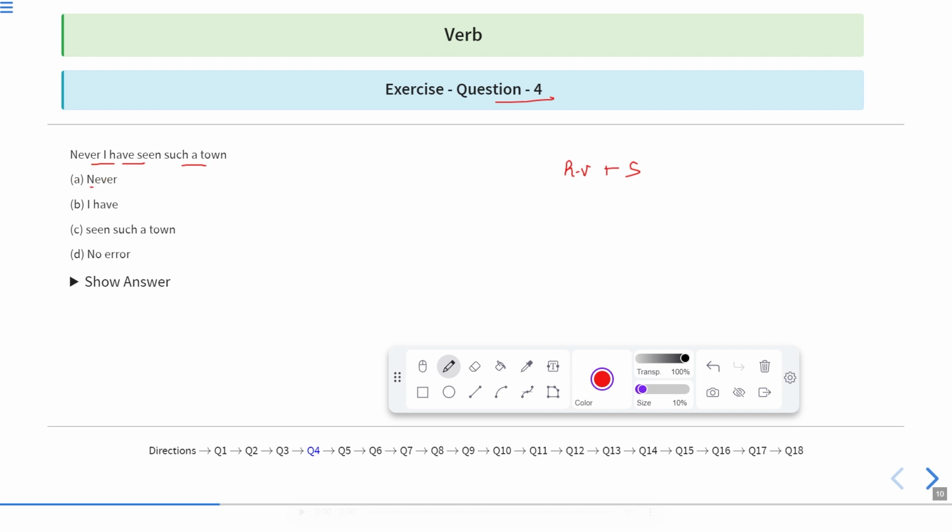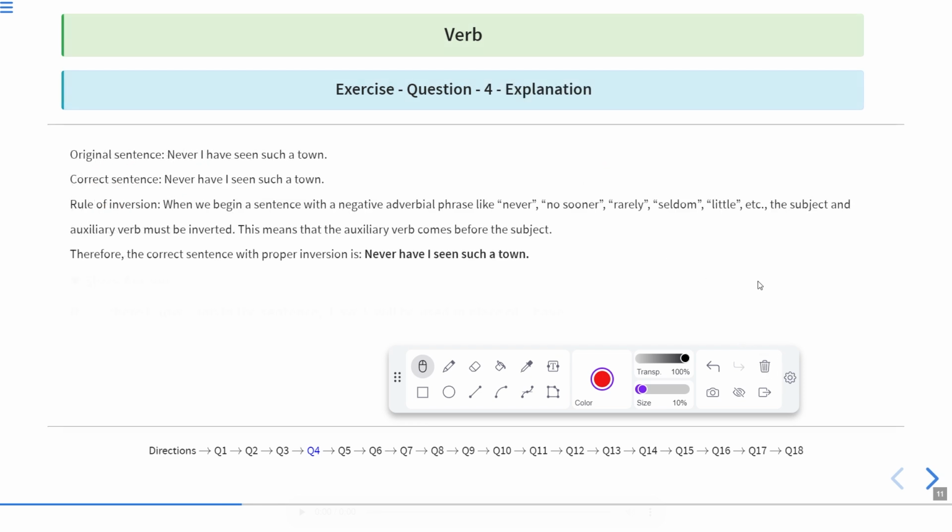Now, you can see over here, never I have seen such a town. If the sentence is beginning with the word never, it means this is the negative adverb. So, I have should be replaced with have I. Okay, because helping verb should come prior to the subject. Therefore, the answer will be, as there is inversion in the sentence, have I will be used in the place of I have. Okay. Now, let us see the explanation.